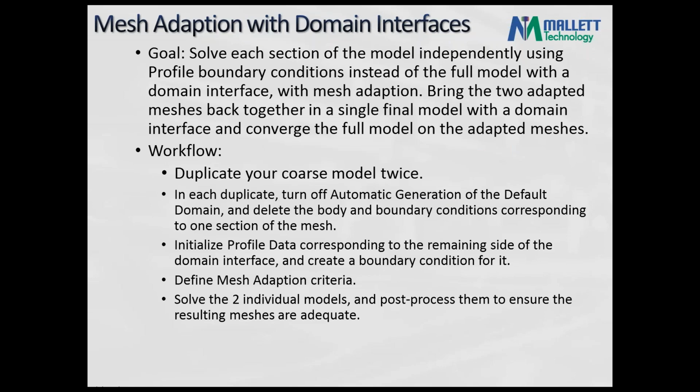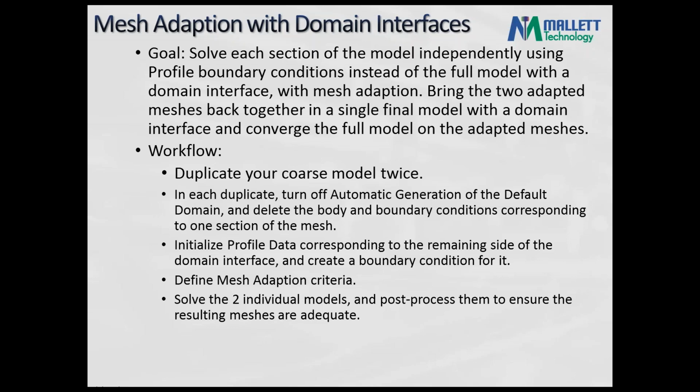Then you want to take that model and duplicate it twice. And in each one of those, you're going to delete one of the conformal meshes, leaving only the other one. And you're going to initialize profile data and use the profile boundary condition data that you exported from the full coarse model and create, instead of one side of a domain interface, just a boundary condition and apply that profile data to it. And you're going to resolve that model adaptively.